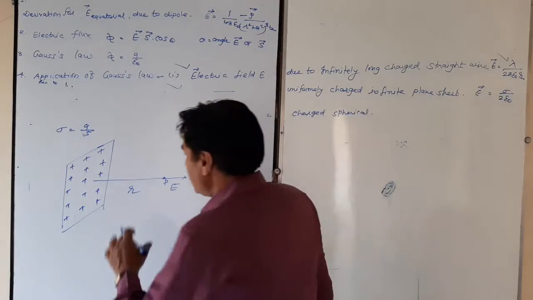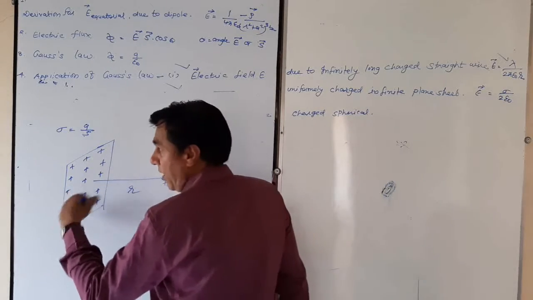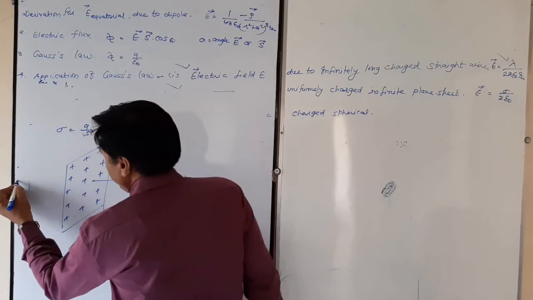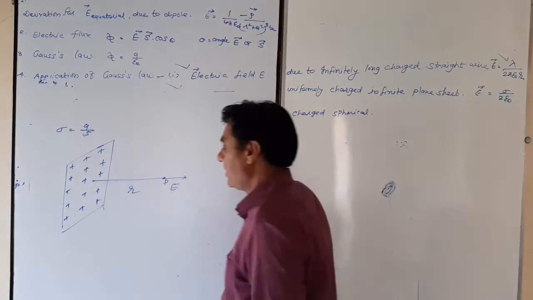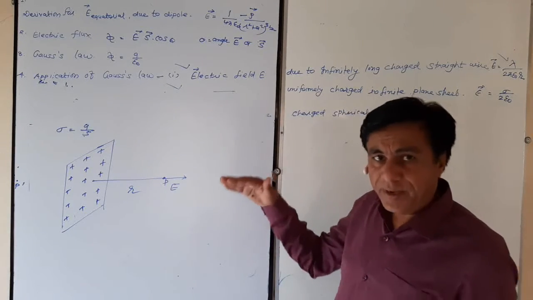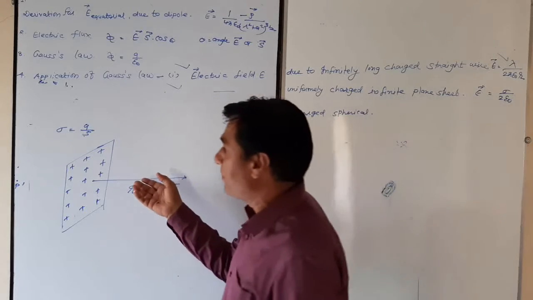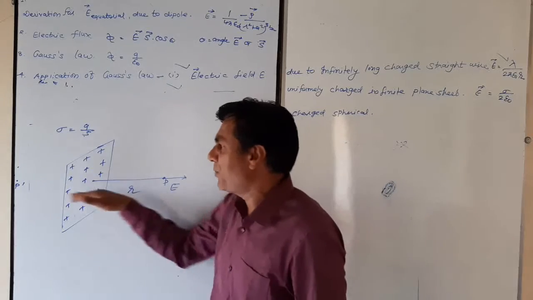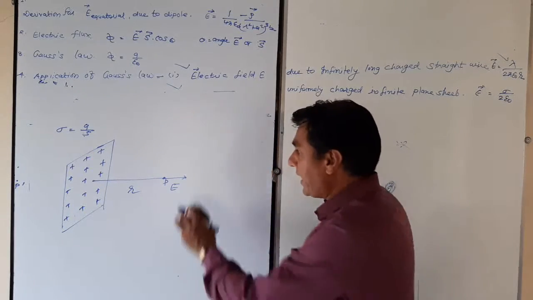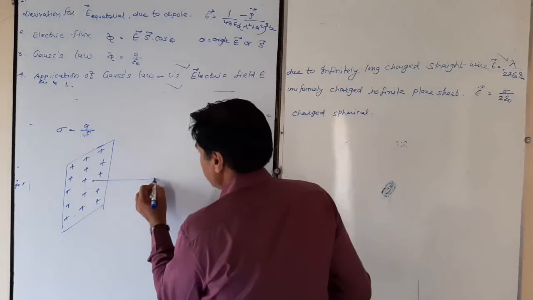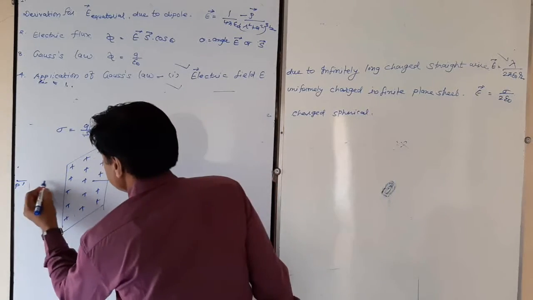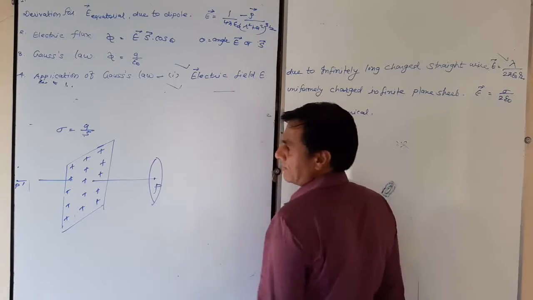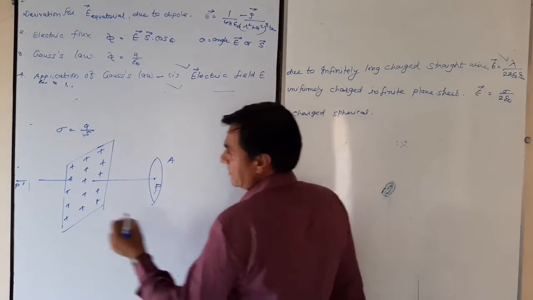Now we take another point P dash, normally opposite to P, equidistant from the sheet, on the opposite side of the plane sheet, in such a way that PP dash is perpendicular to the sheet. Now taking PP dash as the axis of a cylinder, its cross-section area is A.